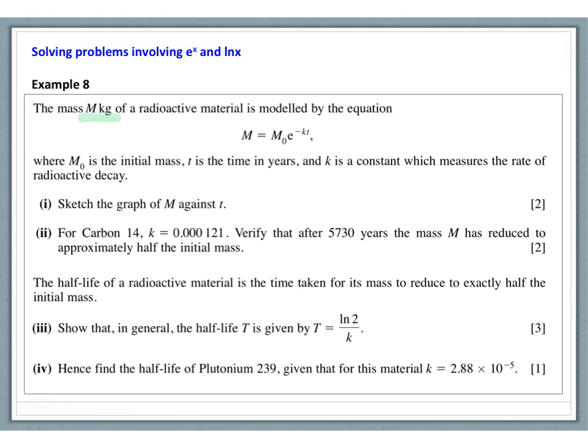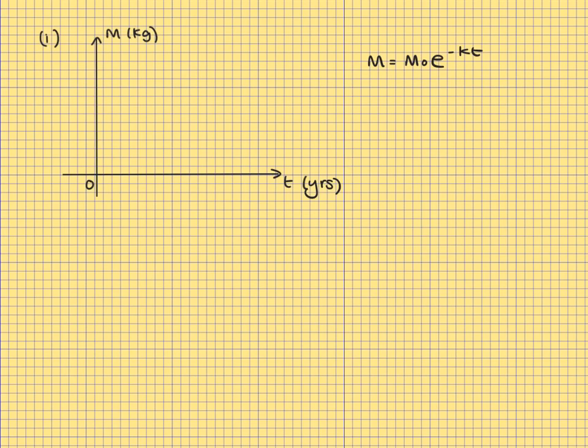We have the mass m kilograms of a radioactive material modelled by this equation. m0 is the initial mass, t is the time in years, and k is a constant, which measures the rate of the radioactive decay. So part 1 requires us to sketch a graph of m against t, which is interesting. We don't actually know what the value of m0 here is, so it's an unknown. So let's start our sketch.